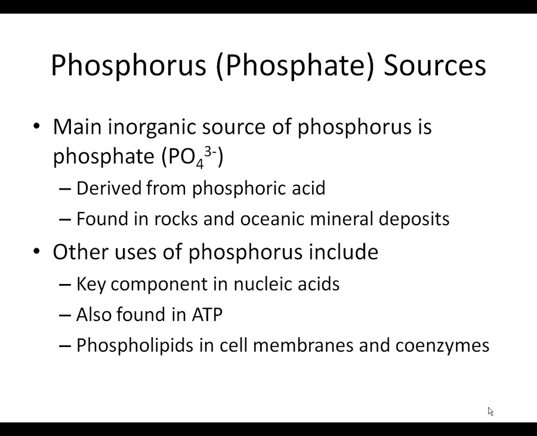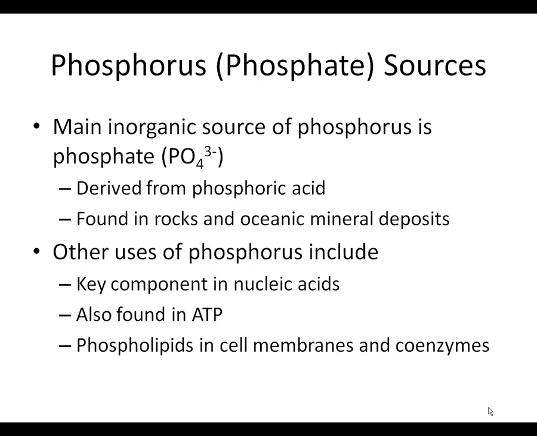Phosphorus: its main inorganic source is the phosphate ion. We can get this from phosphoric acid, from rocks, or from oceanic mineral deposits. Phosphate is important for us to get, and unfortunately we get most of it from an inorganic source. There aren't very many organic sources unless you're breaking down nucleic acids, and then you have free phosphates.